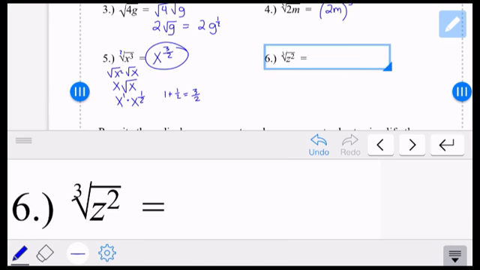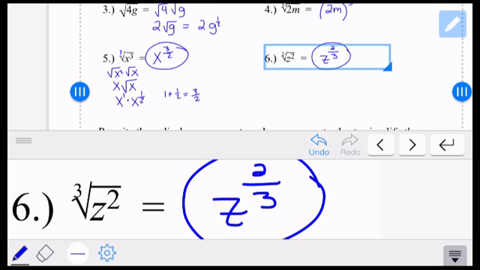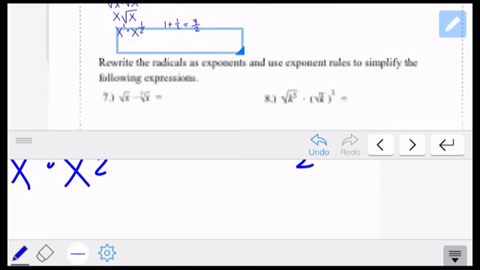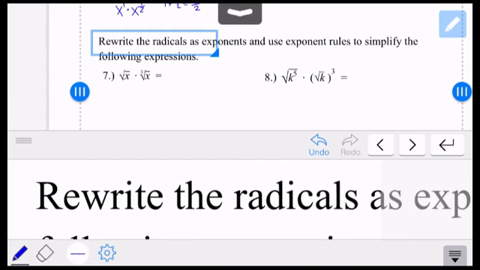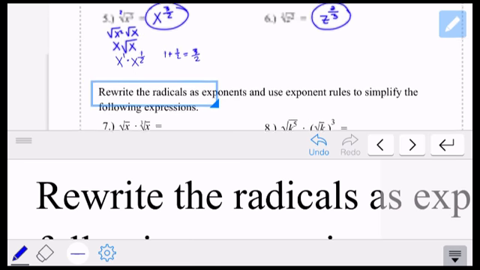All right, cube root of z squared. So we're going to have z. Since it's squared underneath, we're going to have a 2 on the top. And a cube root means we're going to have a 3 on the bottom. All right, now we want to rewrite these radicals as exponents and then use our exponent rules to finish simplifying, kind of like we did up here in number 5.